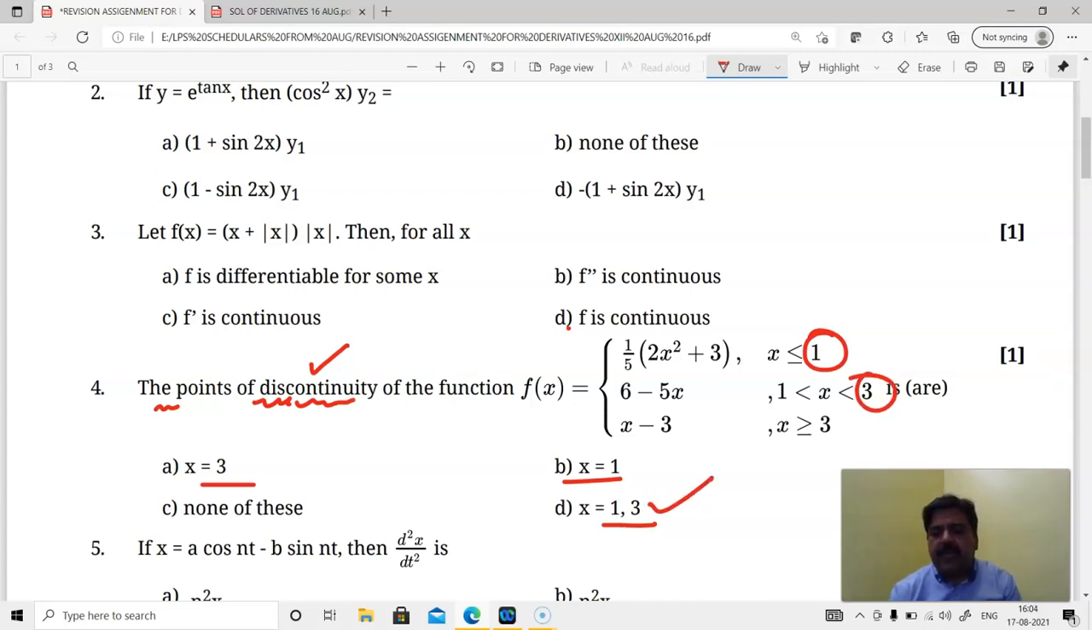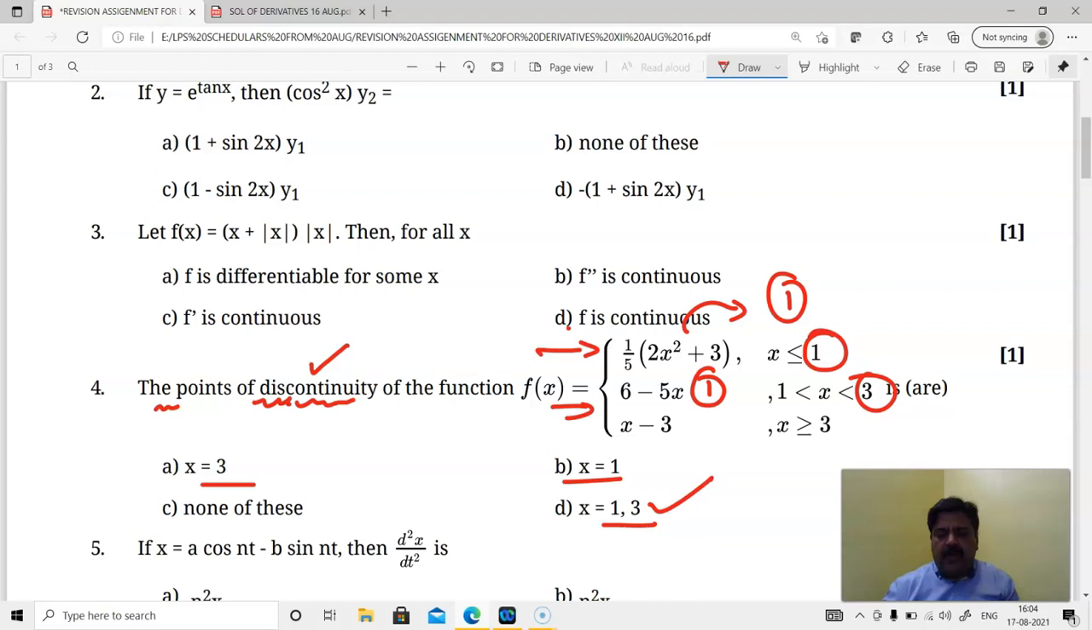But let us check for the continuity. You know that we have to check the left hand side of the function, we have to check the right hand side of the function, and we have to check the value at the point. If it is the same throughout on the left hand side, right hand side, and at the point, then the function is going to be a continuous function. So let's check for x is equal to 1. If I put x is equal to 1 over here, I'll get 1.